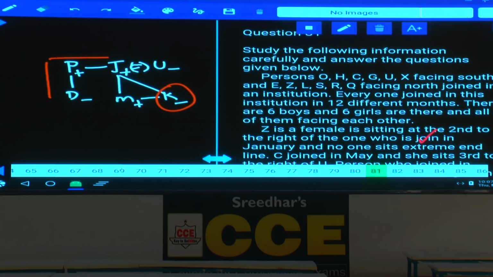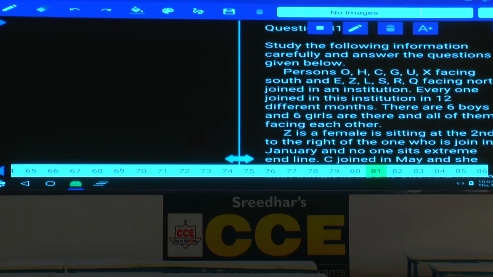Then 81 to 85. Now how many persons are there in this one? OG, OH, CG, UX facing south.